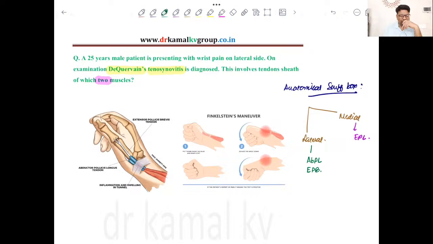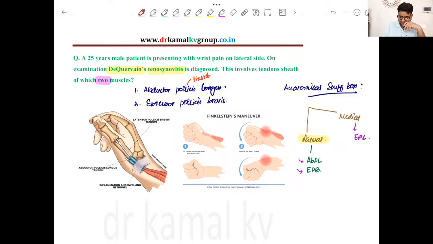So anyway, coming back to the session. This is the anatomy of the anatomical snuff box, and the tendons which form the lateral boundary of the anatomical snuff box are actually involved in De Quervain's tenosynovitis. So if you know those two tendons, one is abductor pollicis longus and second is extensor pollicis brevis, therefore your answer will come out to be abductor pollicis longus and extensor pollicis brevis, right? The word pollicis actually means thumb, abduction and extension, of course.